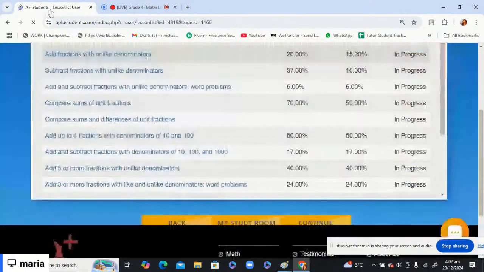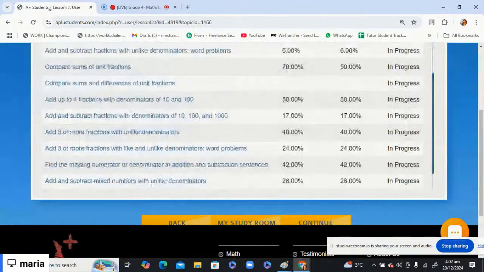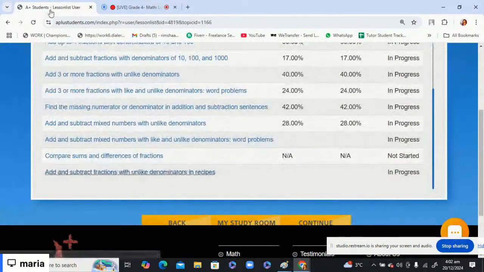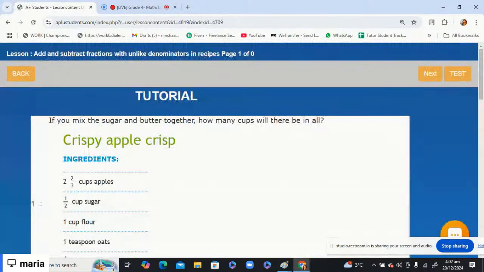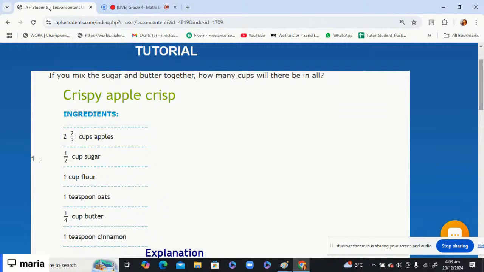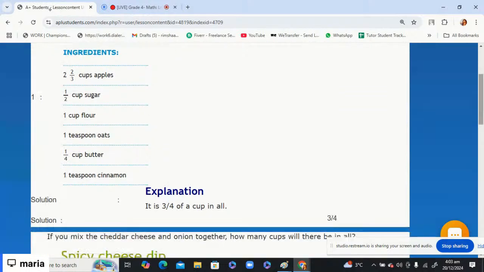So here we go with it. Add and subtract the fractions with unlike denominators in the recipes. In the first question, if you mix the sugar and the butter together, how many cups will there be in all? You are going to mix the sugar and butter. How much is the sugar? 1 by 2. How much is the butter? 1 by 4. Now you are going to add up these two.